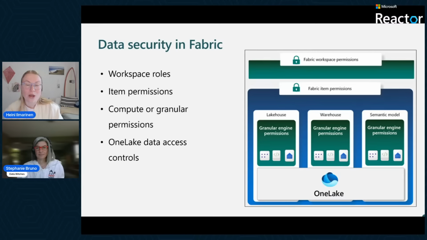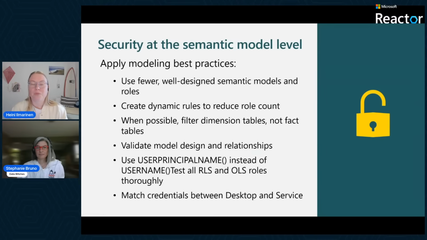And we also need to think about the security at the semantic model level. That is another aspect. Some best practices you can follow: when you have well-defined semantic models, maybe some that are reusable across your organization, and you have well-defined roles of who can access what, then it is easier to manage the permissions you give at the semantic model level. Then you're also able to use dynamic rules to reduce the role count that you might require.